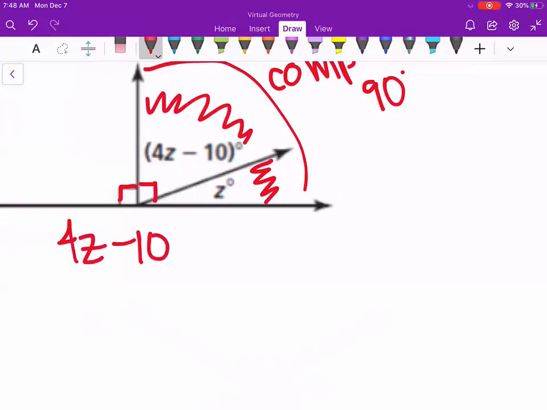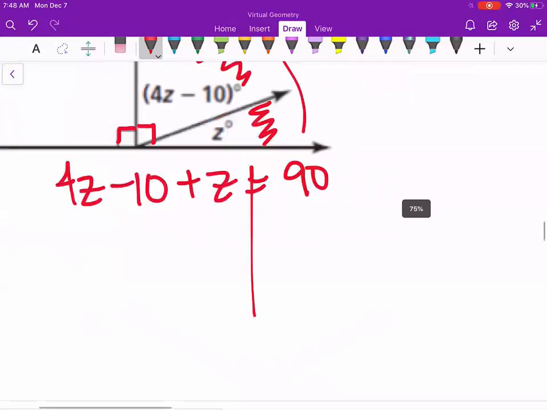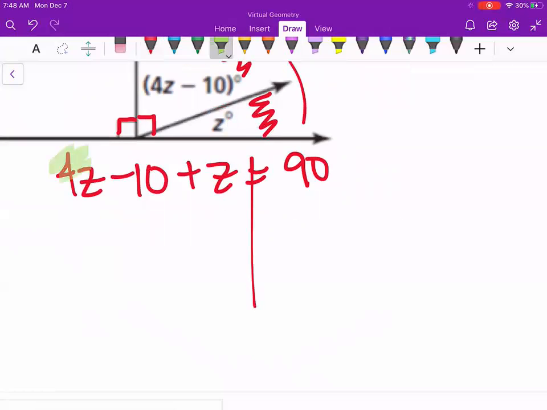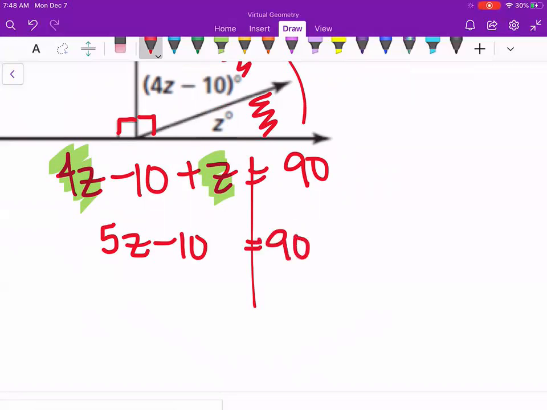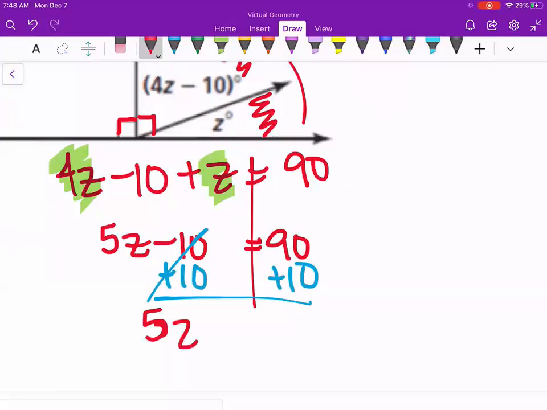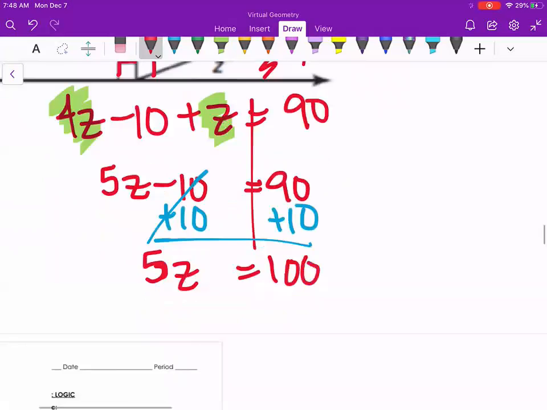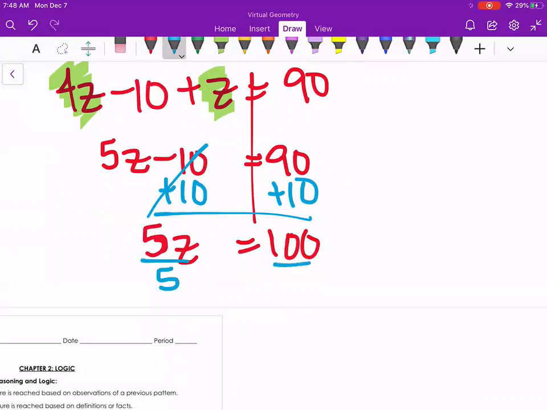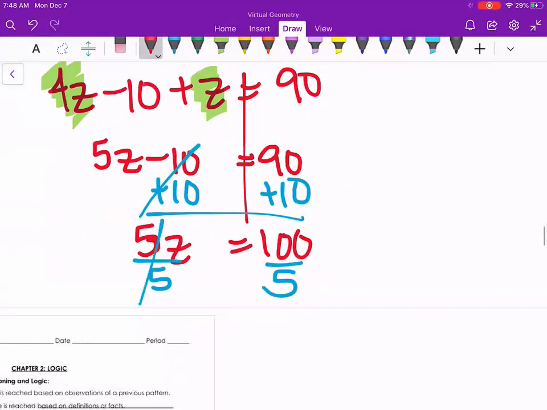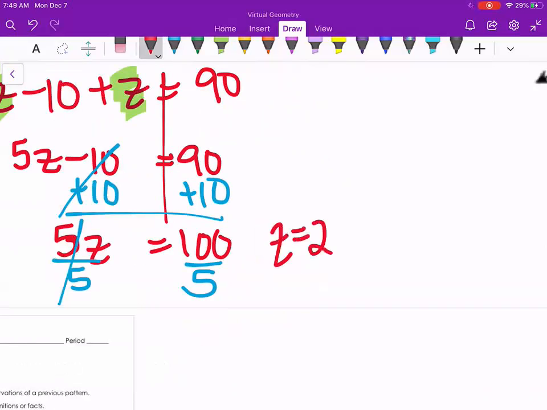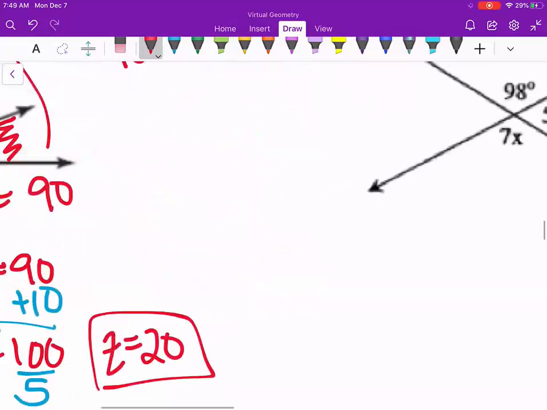So 4z minus 10 plus another z make 90. Let's solve this now. Combine your like terms because we've got 4z and another z. So 5z minus 10 is 90. So we can now add that 10 back. 5z is equal to 100. One more step, divide by 5. And z is 20.